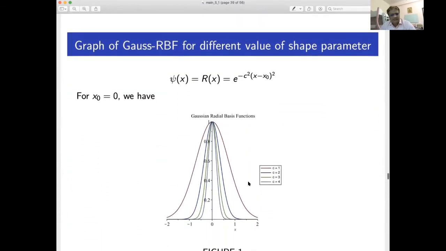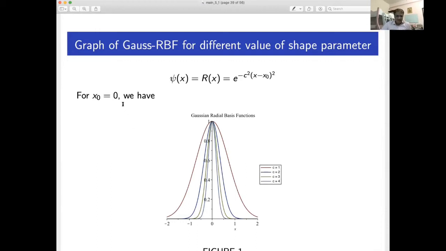Let me show you the graph of the radial basis function. How does it look like? When you take x equal to 0, this psi x is basically your Rx. It is e raised to the power minus c square, x minus x naught square. I told you in the beginning that you take x naught of your choice. I don't mind, but it should be inside the domain. So for different values of c equal to 1, 2, 3, 4, c is not equal to 0. I just took randomly some 3, 4 integer values.